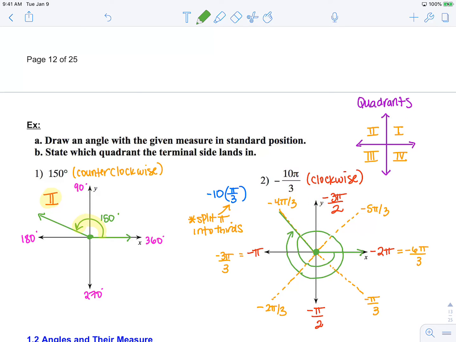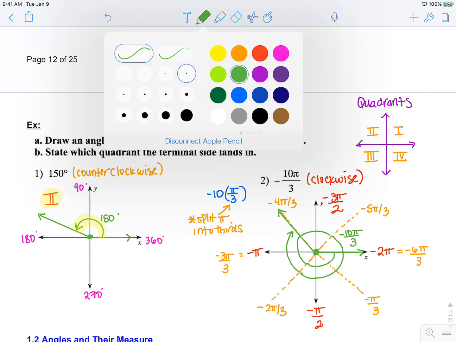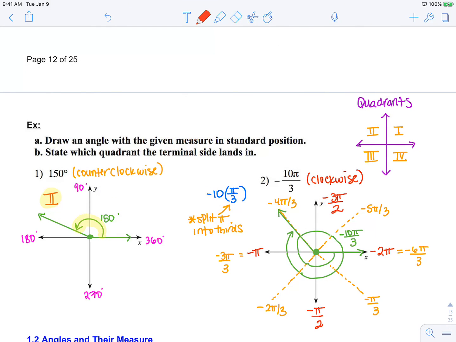and I will draw my terminal side there, and I'm going to label my angle negative 10 pi over 3, and ironically enough, we ended in quadrant 2 again. So we stay in radians when given our angle in radians.